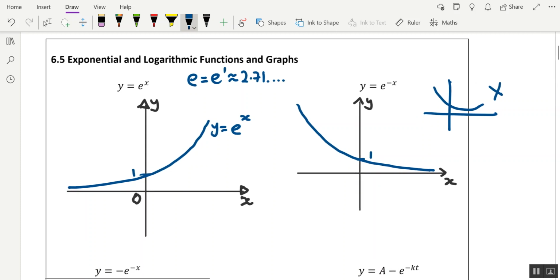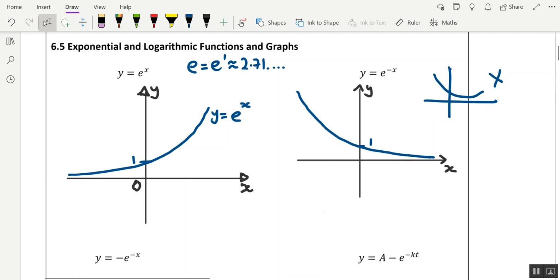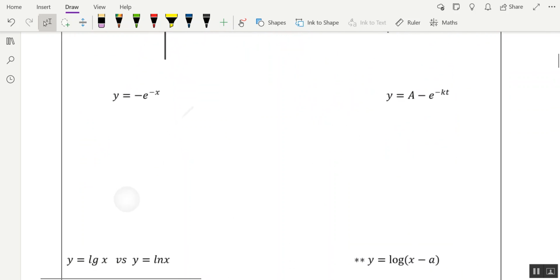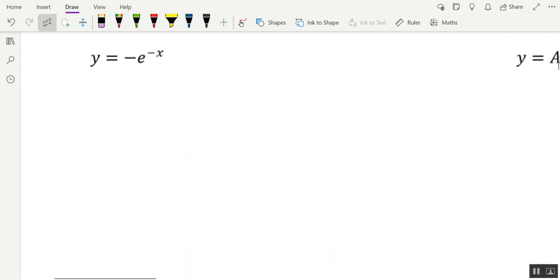Okay, so this is for y equals to e to the power of x, aeroplane taking off, and y equals to e to the power of negative x. Okay, so let's say we want to transform it further. Okay, we need to draw y equals to a negative in front of the e. Okay, so there's a difference.